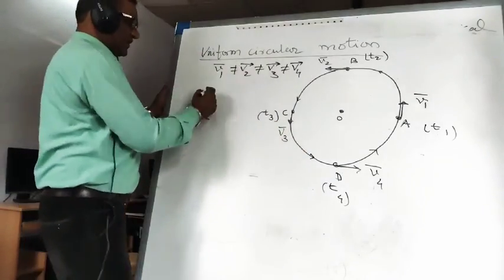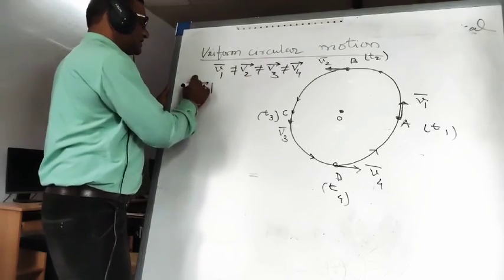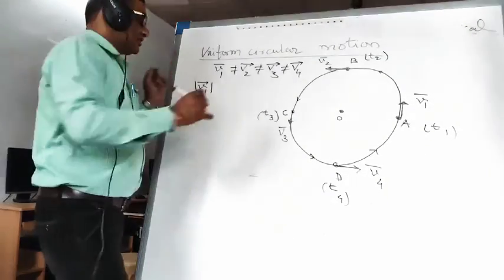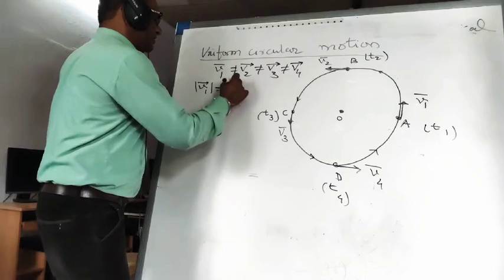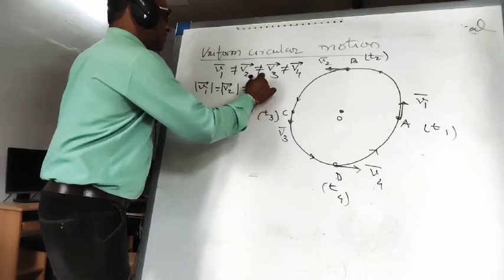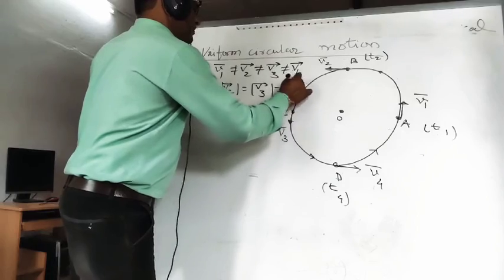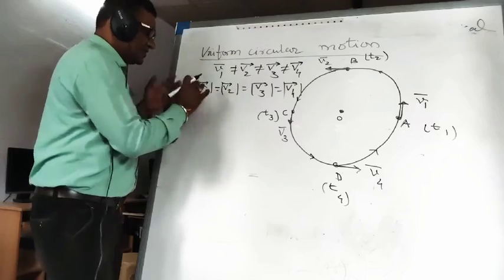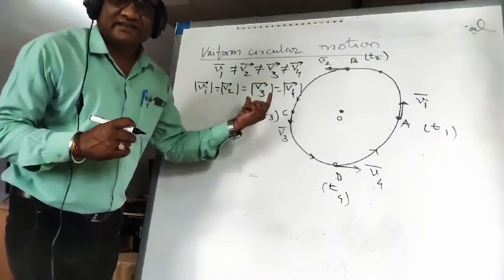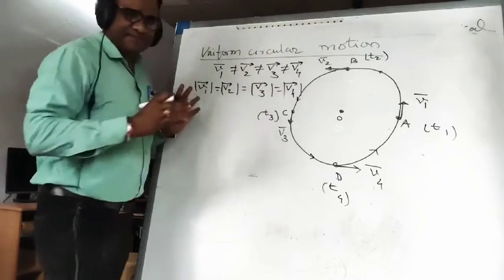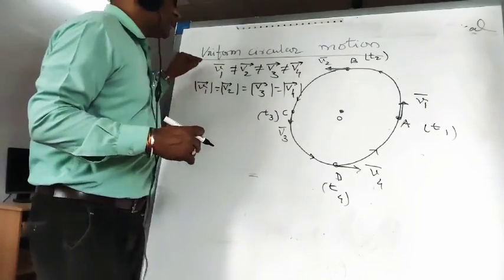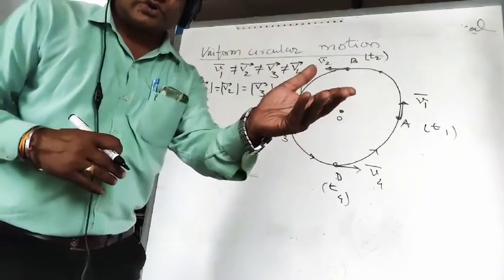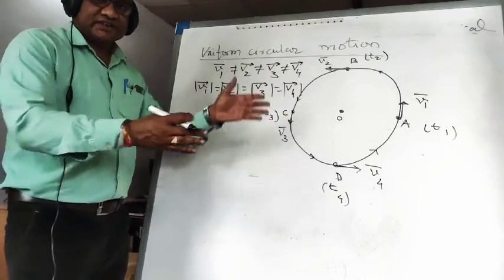How can I show the speed of the object? The magnitude of the velocity is speed. I can say that modulus of V1 bar is equal to modulus of V2 bar, equal to modulus of V3 bar, equal to modulus of V4 bar. It means that the magnitude of velocity, which is speed, is the same. So I can say that the speed of the object is the same. But in spite of that, why are their velocities not the same? Because of the continuous change in the direction of motion of the object.